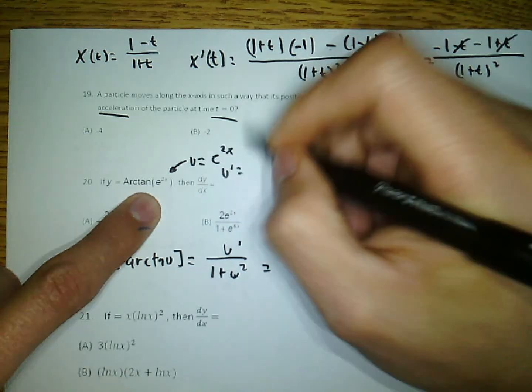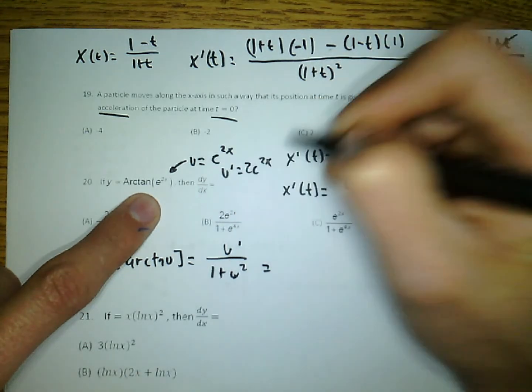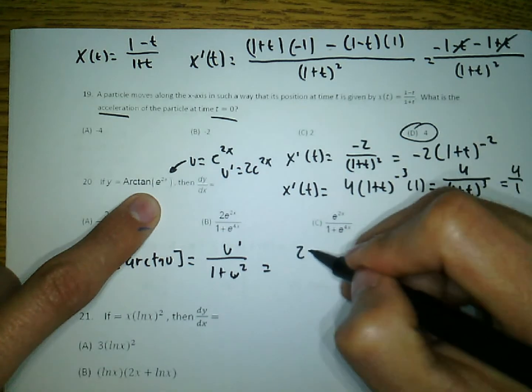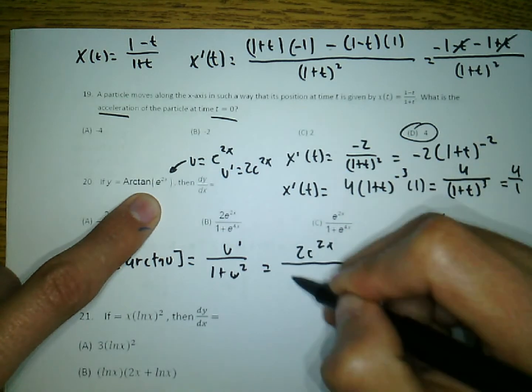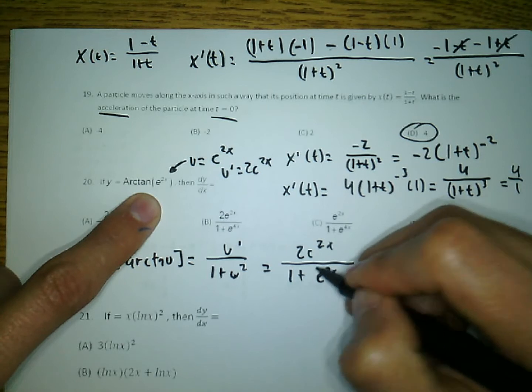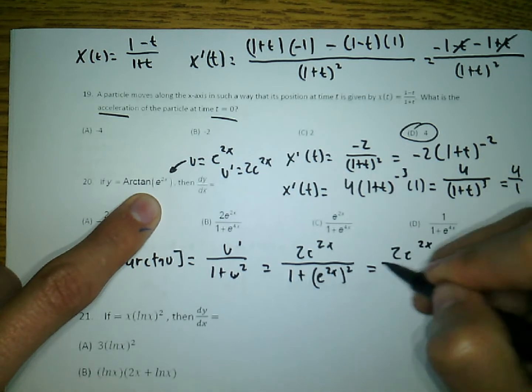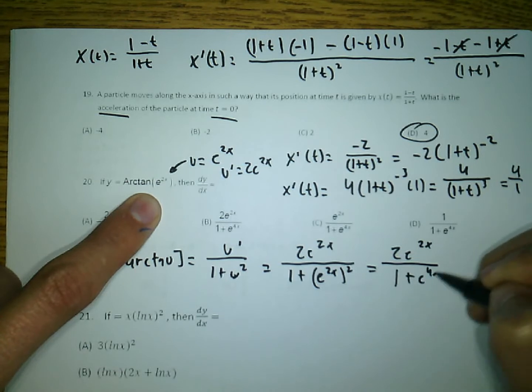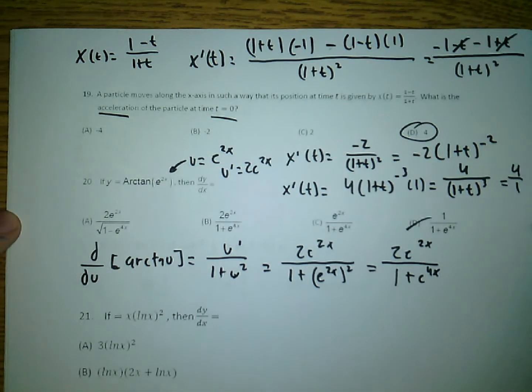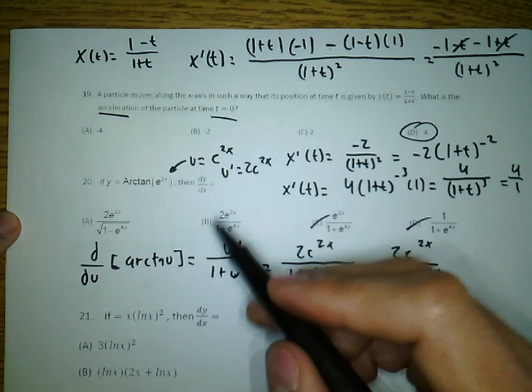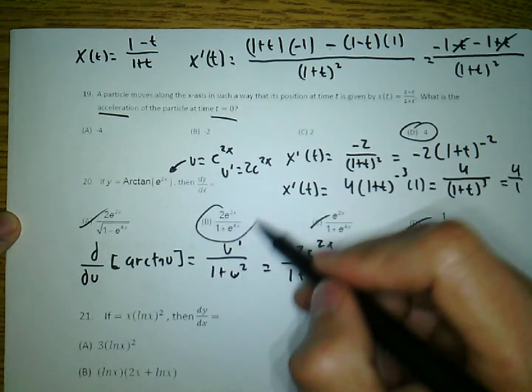So u prime is going to be 2 e to the 2x. So in our case, that's going to be 2 e to the 2x divided by 1 plus e to the 2x squared. So that's going to give us 2 e to the 2x over 1 plus e to the 4x. D's out of the way. C's out of the way. Definitely not A. It's going to be B.